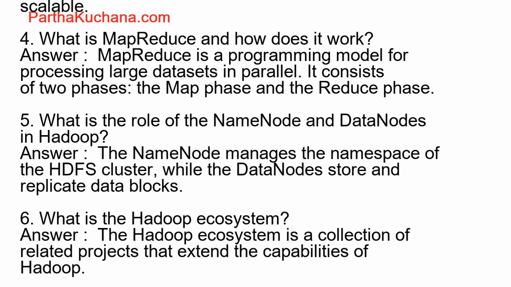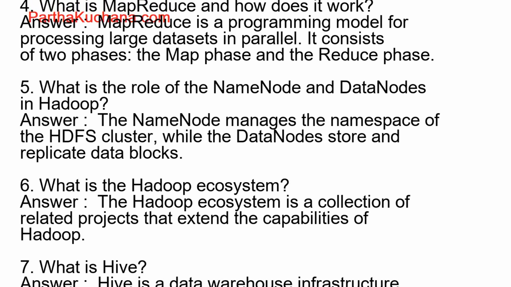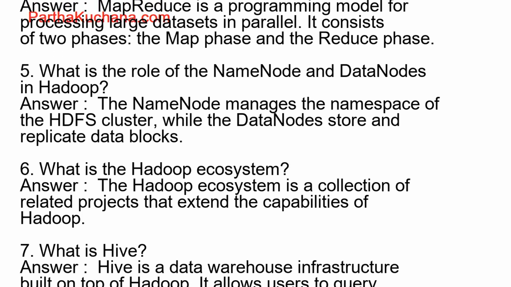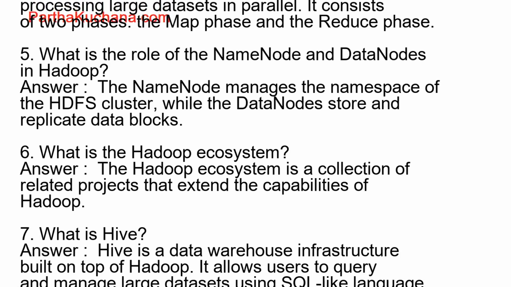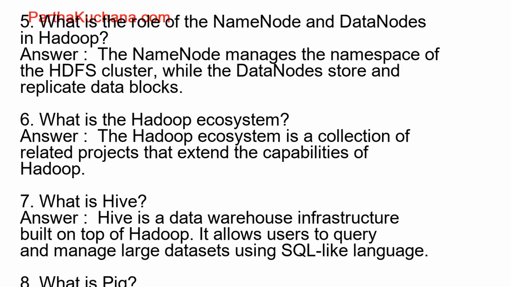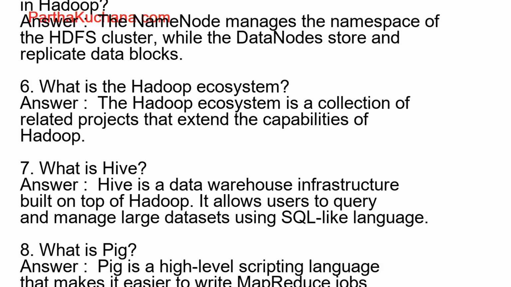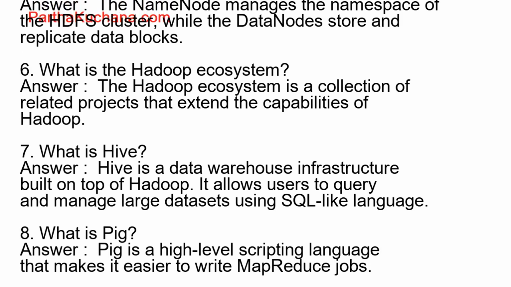7. What is Hive? Answer. Hive is a data warehouse infrastructure built on top of Hadoop. It allows users to query and manage large datasets using SQL-like language. 8. What is Pig? Answer. Pig is a high-level scripting language that makes it easier to write MapReduce jobs.